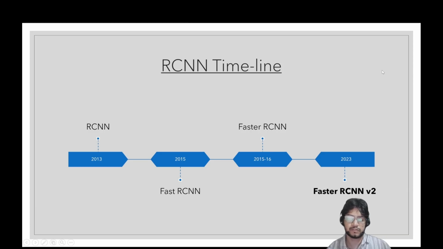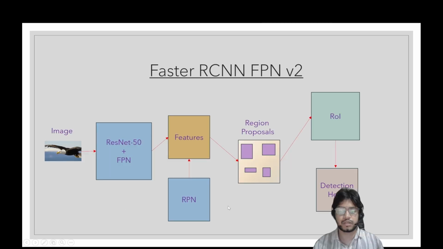Okay, so let's begin. RCNN was first released in 2013. Then we got Fast RCNN, and then Faster RCNN was released in 2015-16. And finally, the latest version of Faster RCNN was released in 2023, which is called Faster RCNN FPN V2. So this is the architecture of Faster RCNN FPN V2, quite similar to version 1.